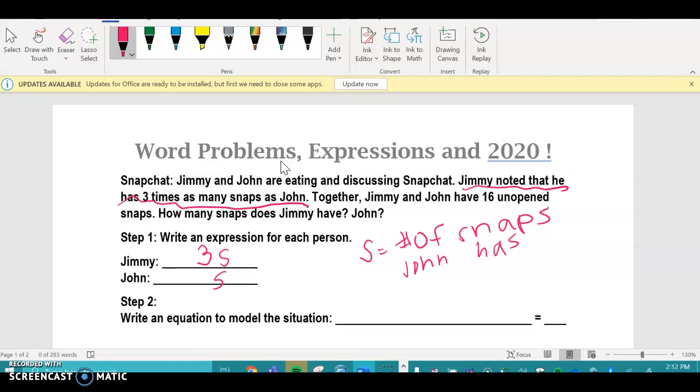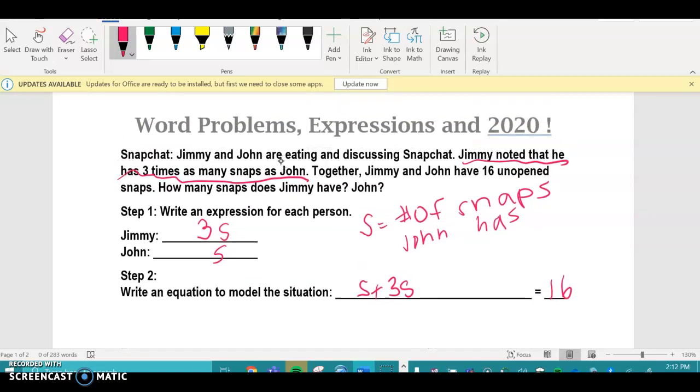So write an equation to model this situation. Well, I know John's snaps plus Jimmy's snaps total to 16. So how can I solve how many each person has? Well, I know 4s equals 16. So if I divide both sides by 4, s equals 4, which means John has 4 snaps and Jimmy has 12 snaps open.